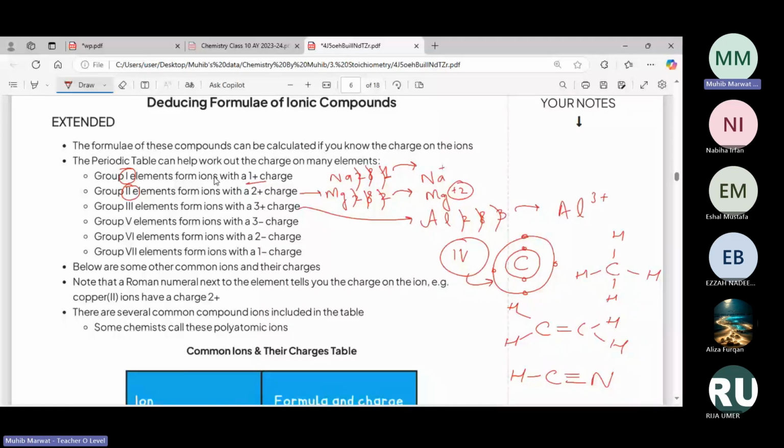What about group 5 elements? For example, nitrogen. It has 2 electrons in its first shell, and, sorry, 5 electrons in its second shell. So in order to complete its octet, it needs 3 electrons, right? So it will gain 3 electrons to form a trinegative ion. Group 6 elements, for example, we have oxygen. It has 2 electrons in its first shell, 6 electrons in its second shell. So it needs 2 electrons to complete its octet. It will be gaining 2 electrons to form the O2- ion.